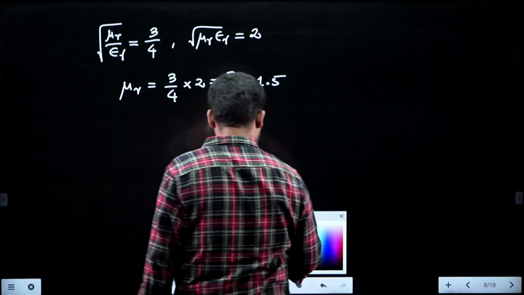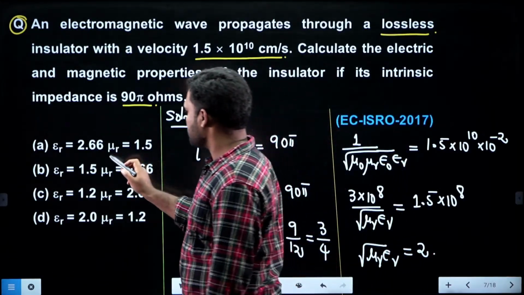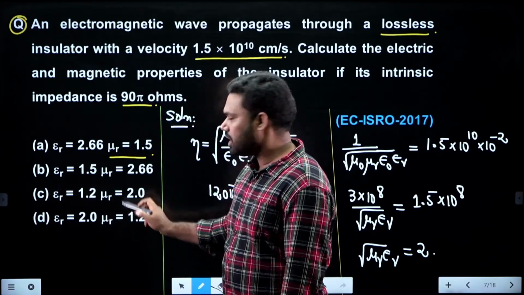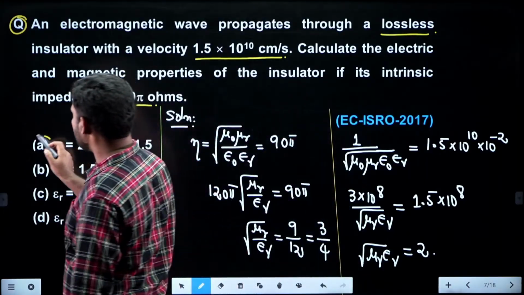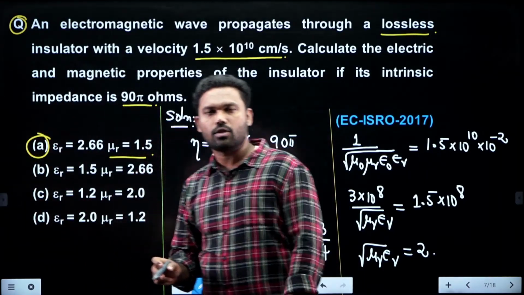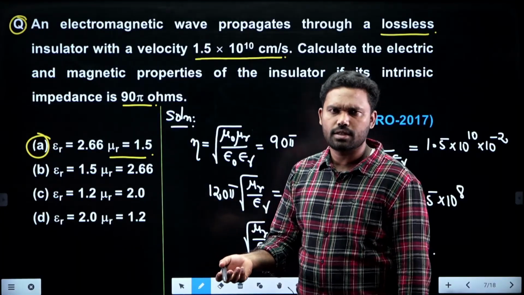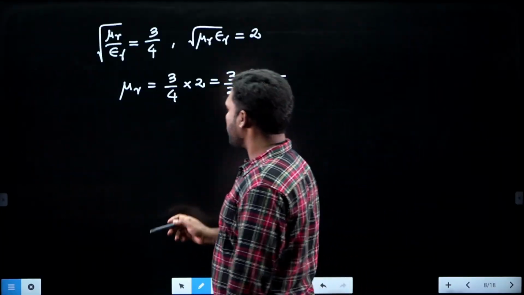So, check out, do we get the answer just by calculating the mu r? 1.5. Yes, here is a 1.5. So, the mu r value is 1.5, no other option is having such a value. So, you can decide option A as the answer. You need not find out the epsilon r value. That is how we can save our time from the elimination technique. But for our practice, let us find out the epsilon r also. So, how do you find out the epsilon r, guys?